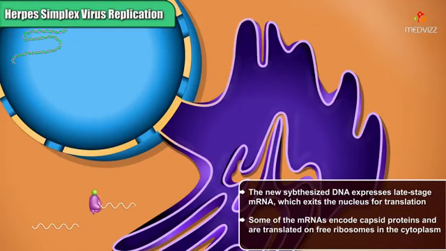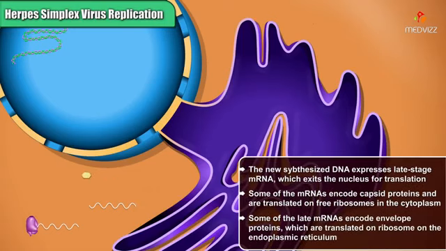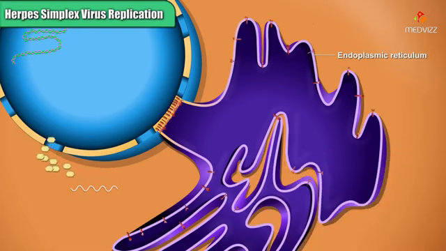Some of the mRNAs encode capsid proteins and are translated on free ribosomes in the cytoplasm. Some of the late mRNAs encode envelope proteins, which are translated on ribosomes on the endoplasmic reticulum. Many late-stage proteins re-enter the nucleus to form capsids, and these capsids capture DNA genomes.